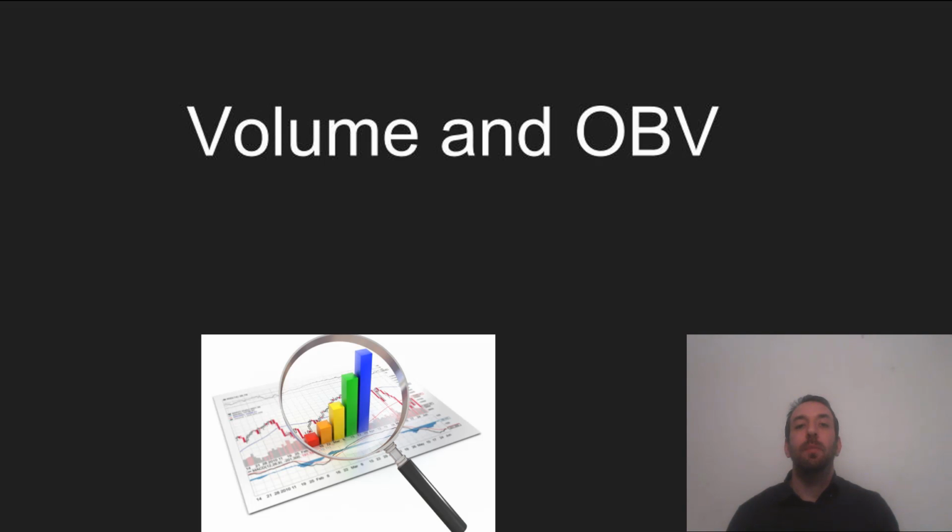So now you know what volume is and how important it is. We also covered the OBV indicator, which is a very useful tool as it tells us a lot about the intensity of activity and how likely movements are to proceed. So let's go forward.